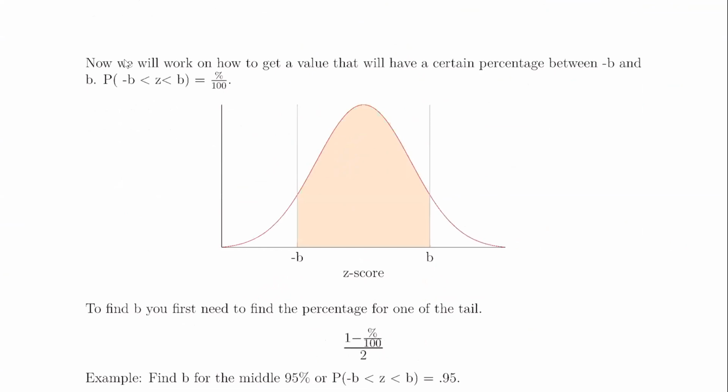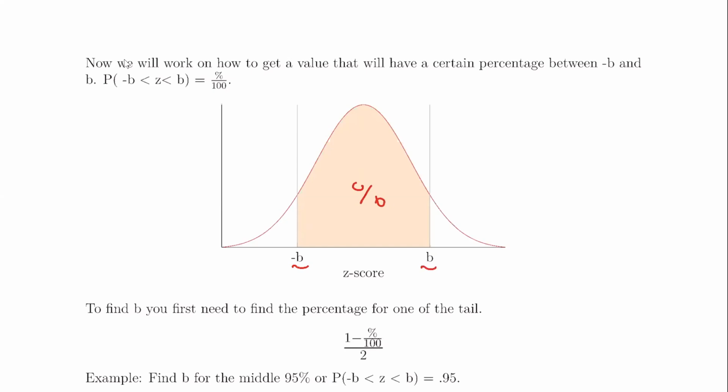All right, so now we're going to move on to where we want to find the percentage in the middle. I want it to be the percentage in the middle where two z values are exactly the same number. The only thing different is that one of them is negative and one of them is positive. We want those two z values to capture that percentage in the middle. You could technically do that because, remember, the normal distribution is symmetrical.